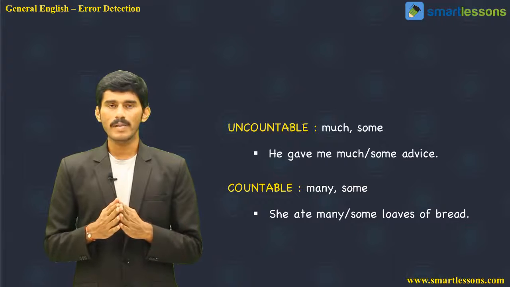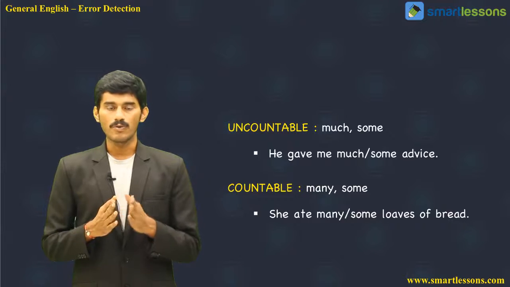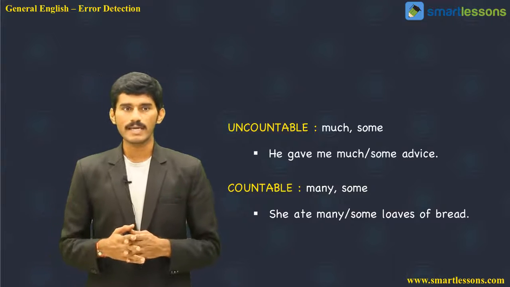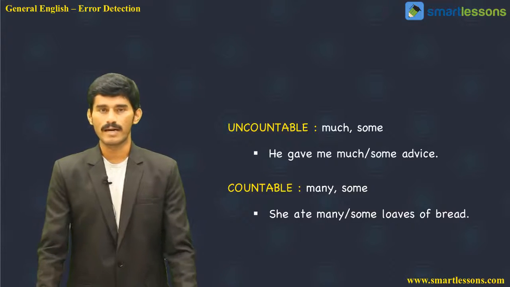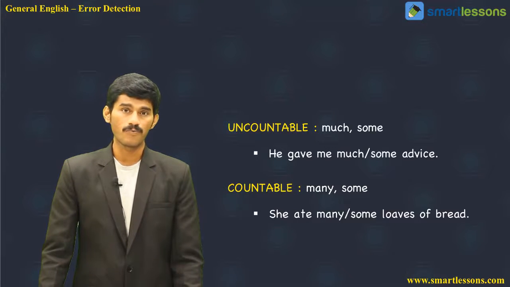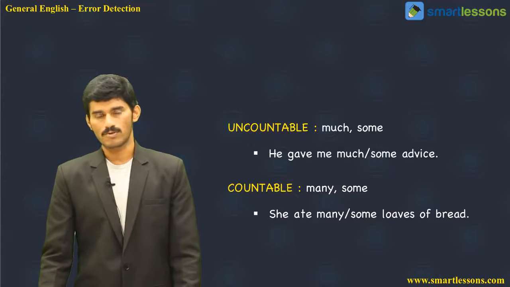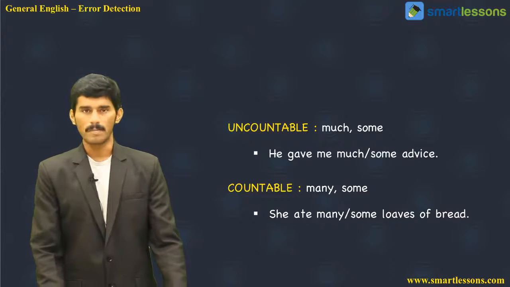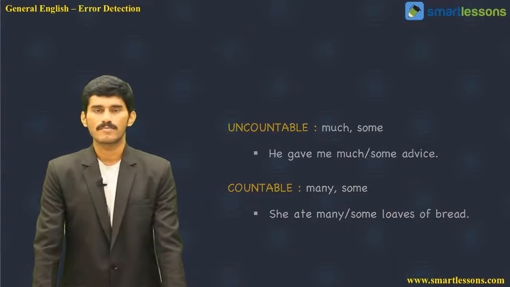So if you want to make it countable, you add piece or loaf or item. So she ate many loaves of bread, or some loaves of bread. Here you have made it countable by adding loaf, plural, loaves. So you can say many loaves of bread or some loaves of bread. So this is the first one.